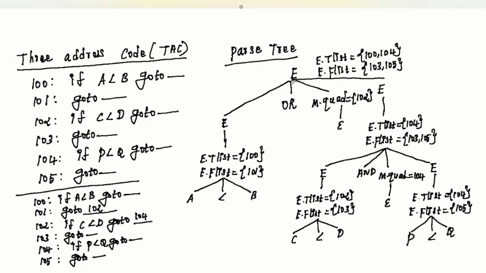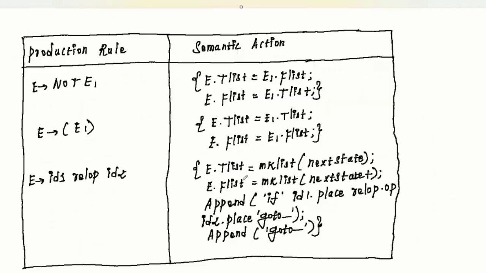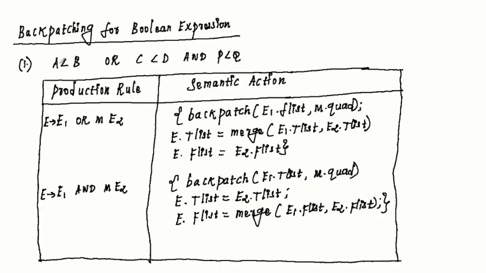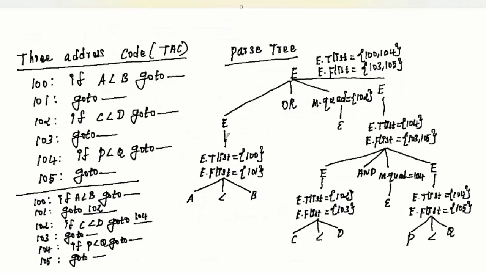In the annotated parse tree, E produces E1 or M E2. Next, E produces ID1 relational operator ID2. The semantic actions are given. Here, E produces ID1 relational operator ID2. ID1 is A, the relational operator is less than, and ID2 is B. Here you write E produces A less than B.